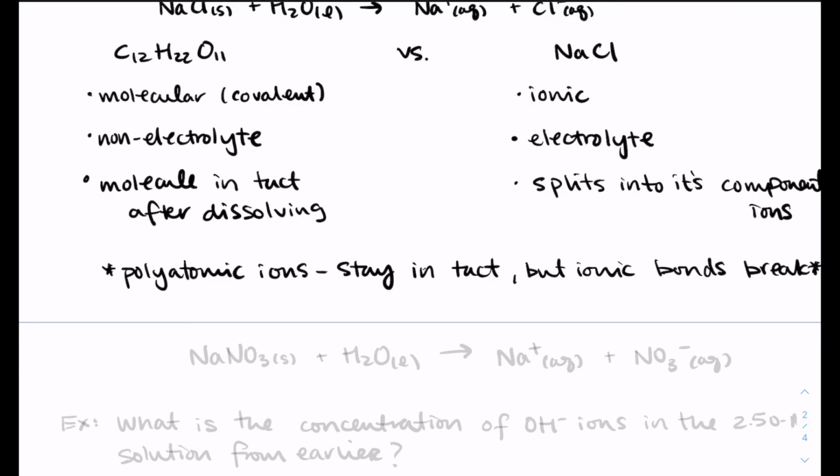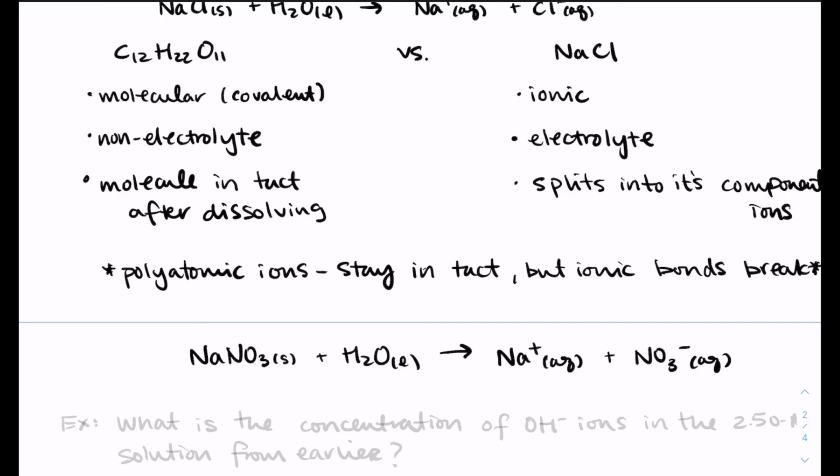Of course, let's do an example. Sodium nitrate. So this is the polyatomic ion nitrate with a sodium ion. The ionic bond will break when it dissolves, which means we get the sodium cation and the nitrate anion. We still have NO3, the nitrogen and oxygens are still together. Those covalent bonds don't break. We have the entire polyatomic ion by itself dissolved in the solution.